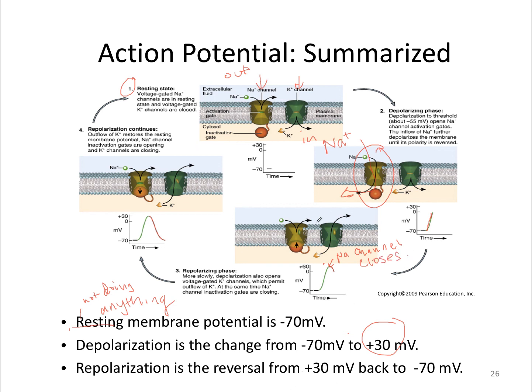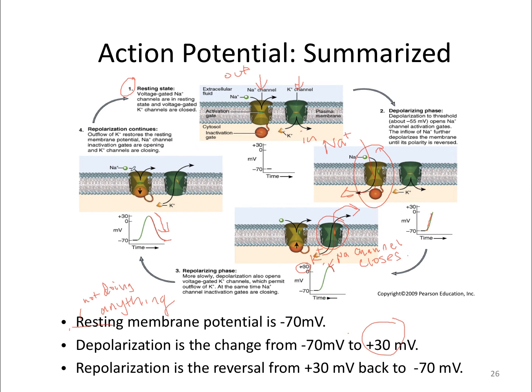Conversely, this channel likes to be open between positive 30 and negative 70. So it's going to let potassium out. So we just depolarized the membrane by letting a bunch of positive charge in. Now we're going to repolarize it by letting a bunch of positive charge back out. So that pushes the membrane potential down again until negative 70 is achieved once more. So one depolarization and then repolarization represents an action potential.